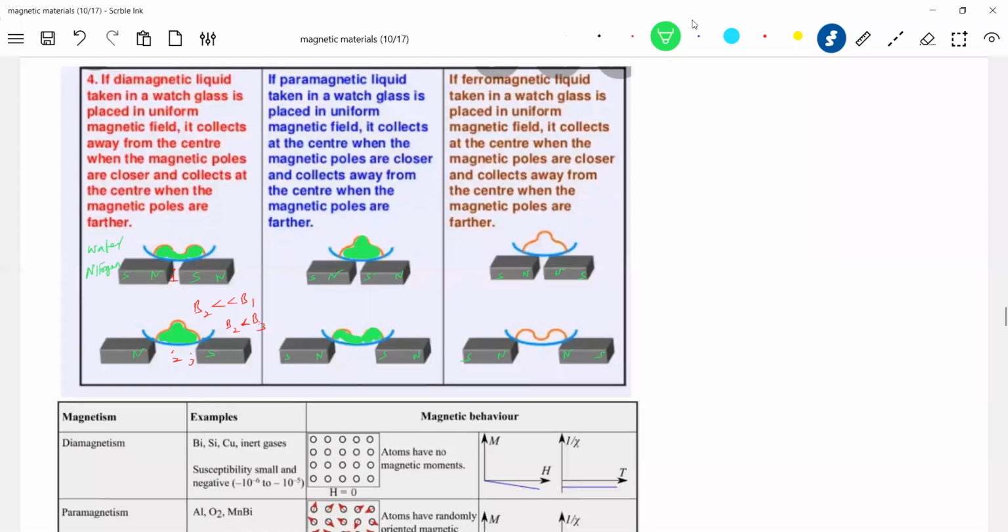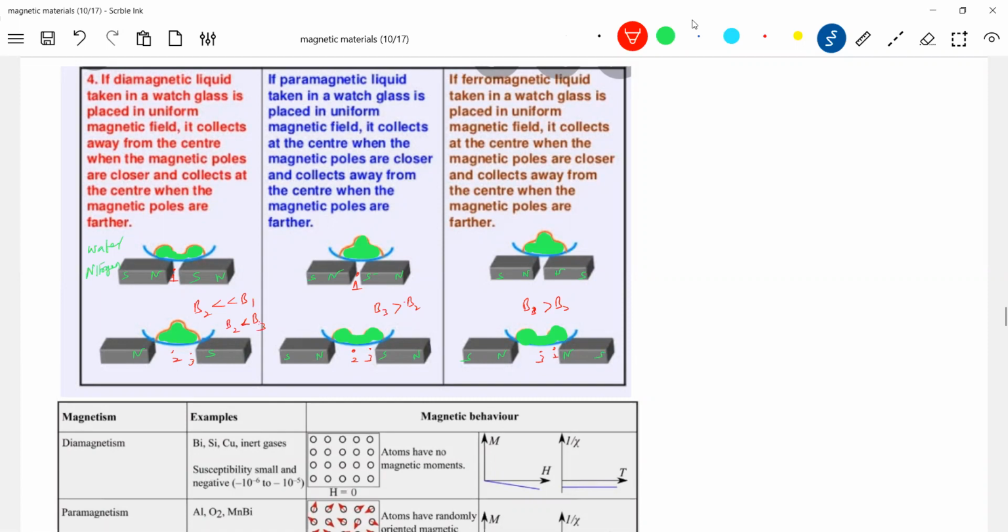What about the paramagnetic ones? What will happen? They will move from regions of weaker to stronger parts. Let's give the names: here the field B1, B2, B3. Okay, enough. So that is the property of that particular substance.